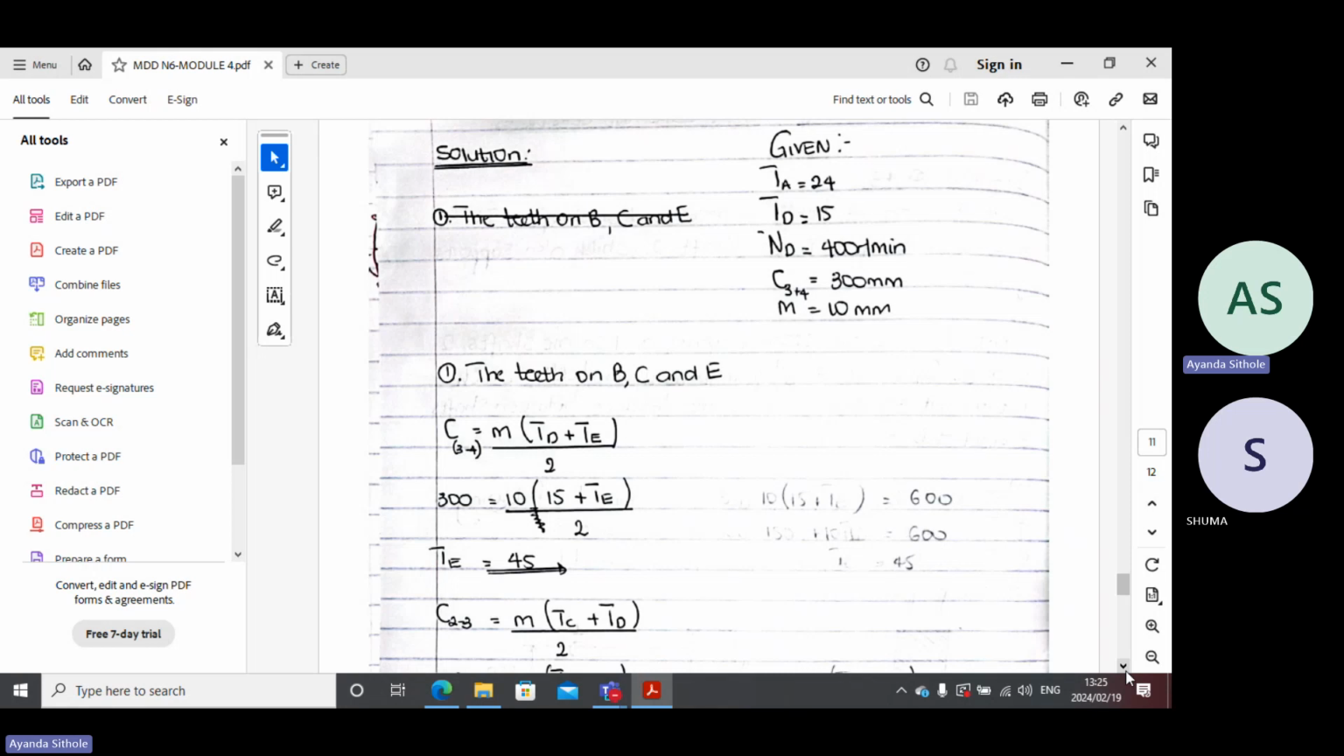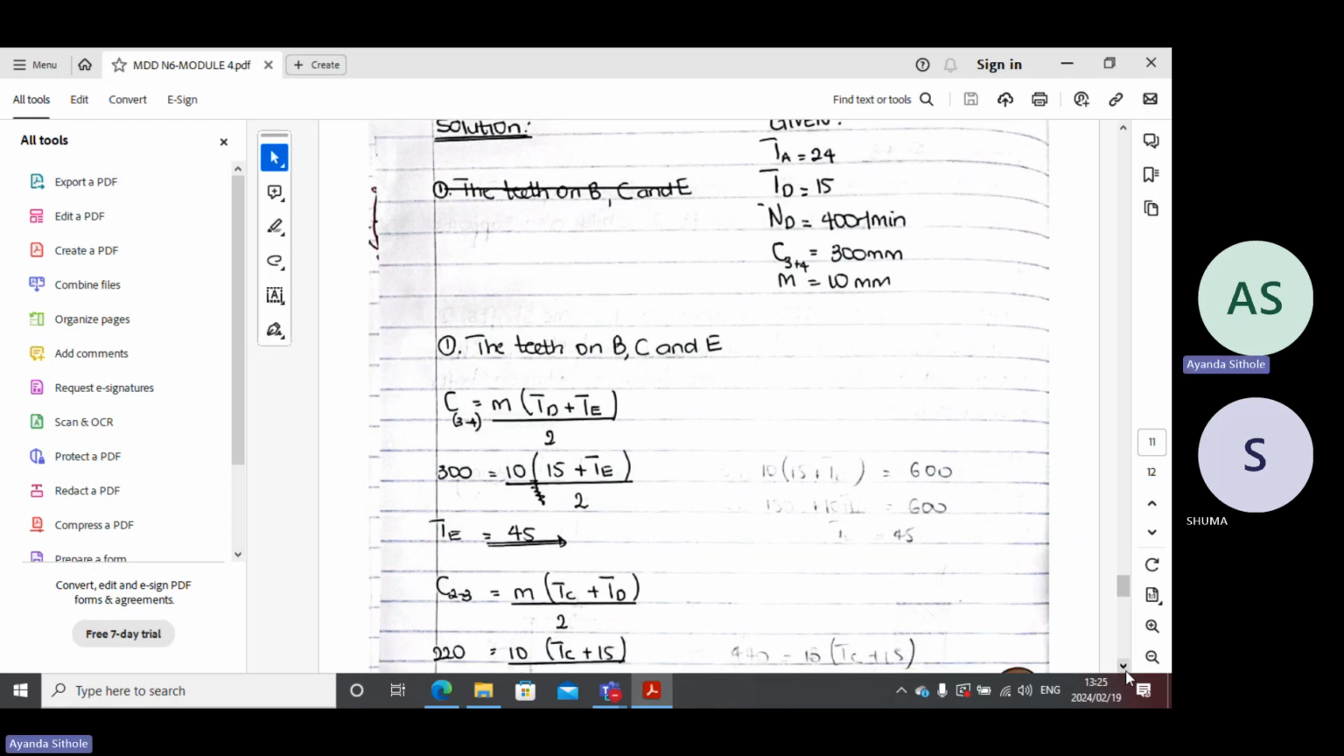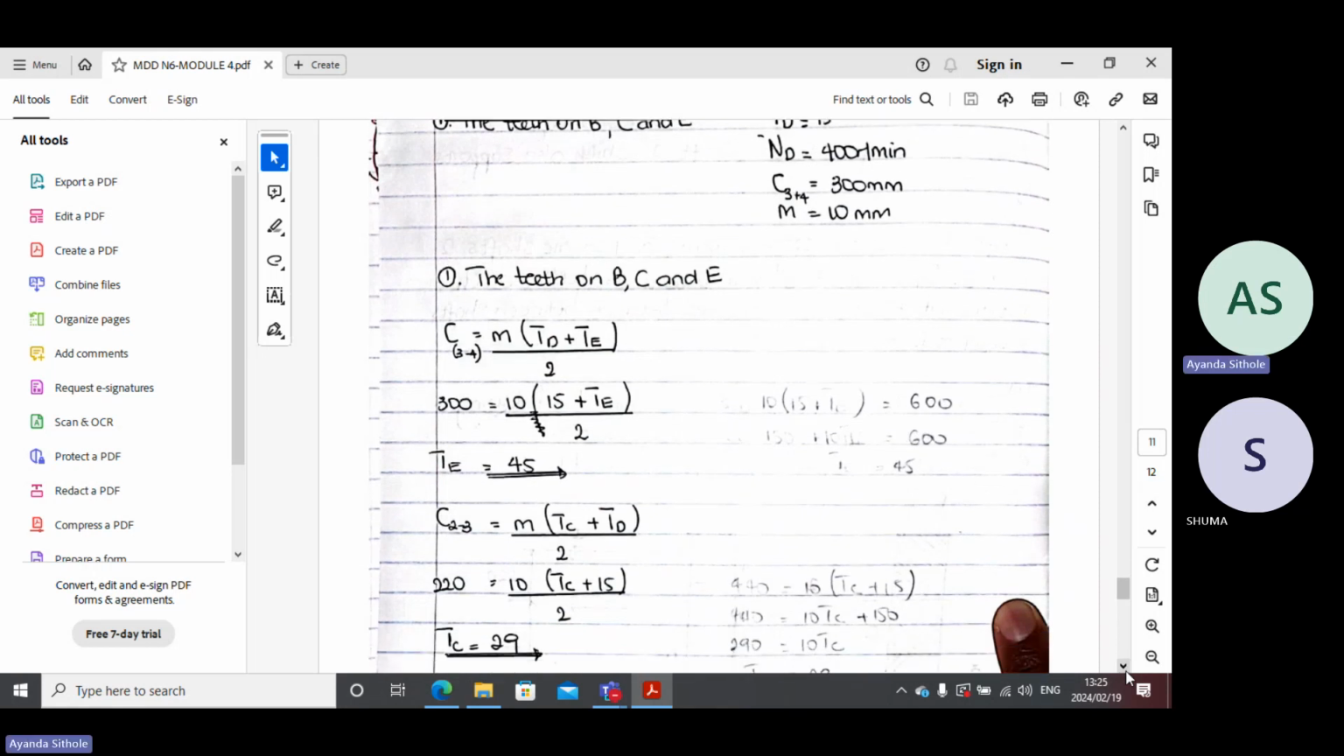How to calculate the number of teeth? We're going to use the center distance formula. It says C is equal to module times (TD plus TE) over 2. So it depends on which number of teeth you are looking for. Since we are looking for B, C, and E, the values here will change. In this case, we'll start with shafts 3 and 4, right?